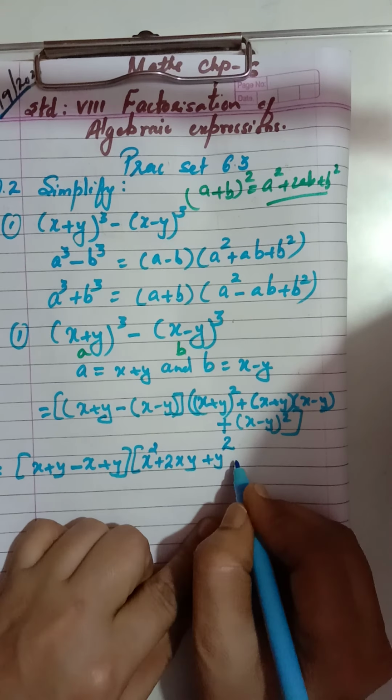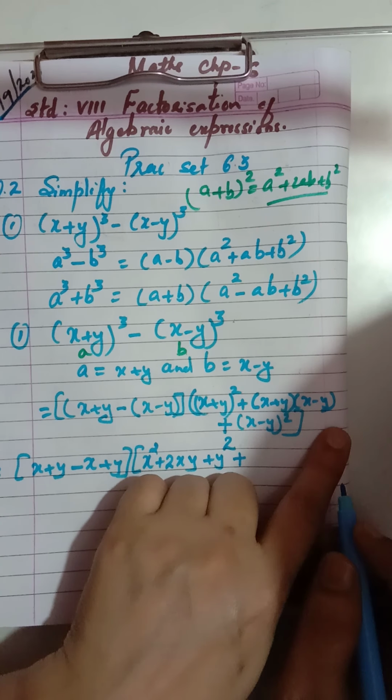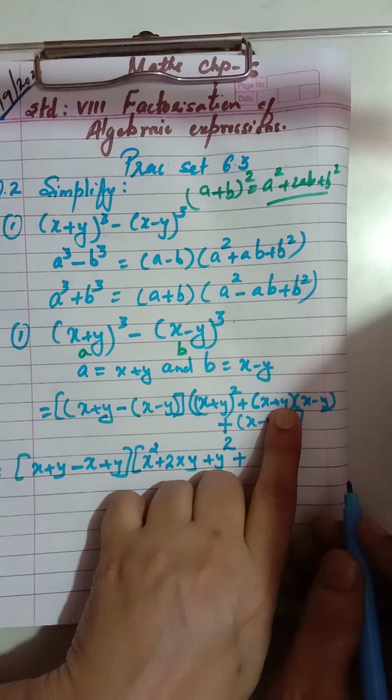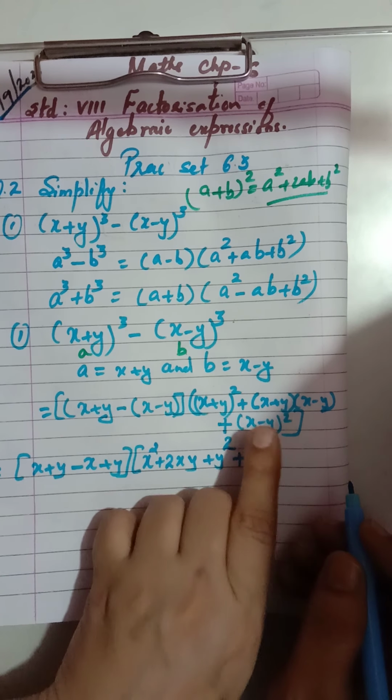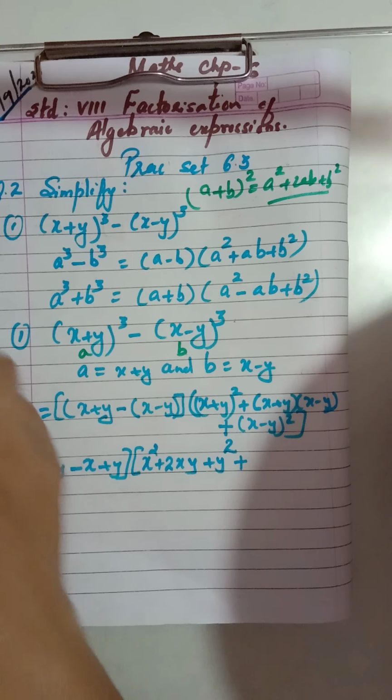Now plus (x + y)(x - y). This is of the form (a + b) into (a - b). Children, what is (a + b) into (a - b)?